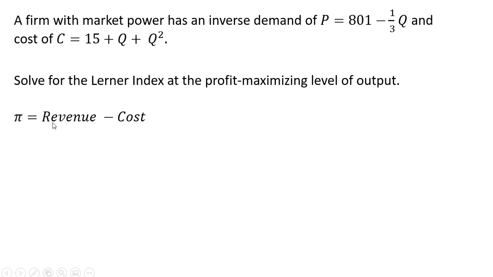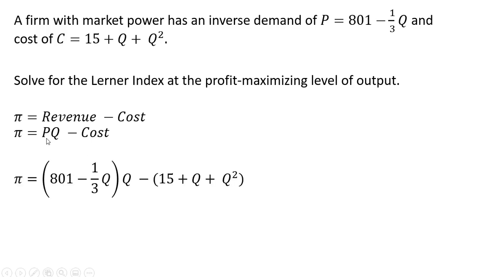So profit equals revenue minus cost, where revenue is price times quantity. So the price is this inverse market demand. I'm going to plug that in here, and then that's all being multiplied by the quantity Q. And then we're going to subtract out total cost. Simplifying the right-hand side. So Q times 801, and then Q times 1/3 Q. And then we'll just distribute this minus sign.